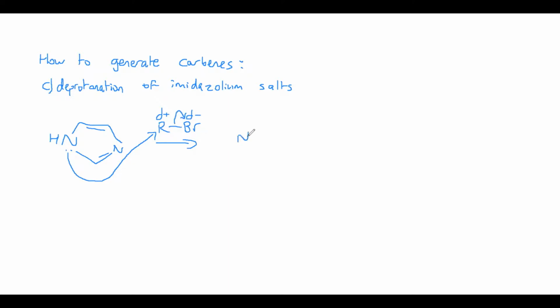So now we have a nitrogen with a positive charge bound to a H, bound to an R group, still in our ring. Our bromide that we've now formed can come back in and act as a base, taking that proton. In doing so, the electrons from the proton-nitrogen bond will go to the nitrogen, giving us a neutral product, where we have an R group now attached to our nitrogen in our ring.